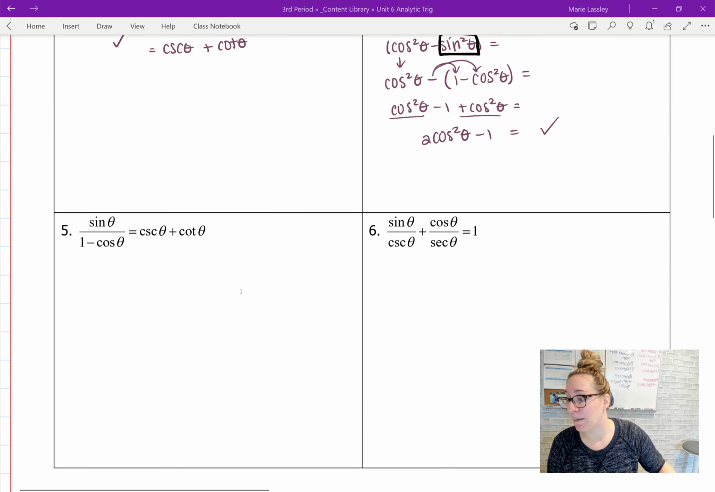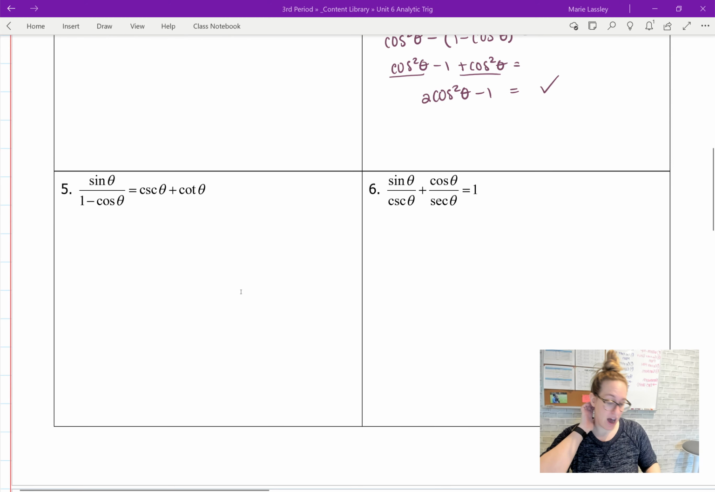All right, moving on. So for problem number 5, there are 2 different techniques. It would be safe to say you could use the right-hand side or the left-hand side. It doesn't matter. I am going to choose to do the right-hand side, I think. So I think I'm going to do the right-hand side of this problem. Yeah, why not?